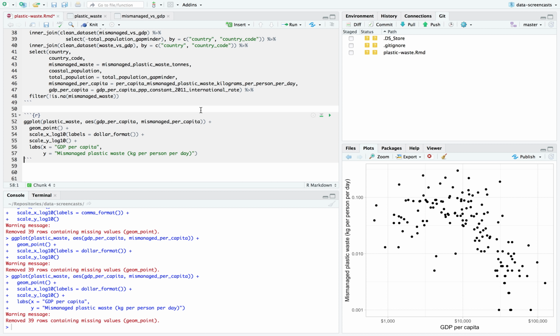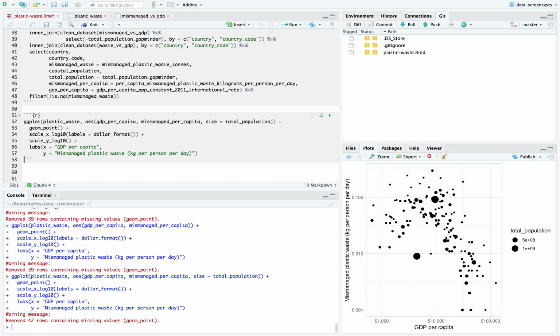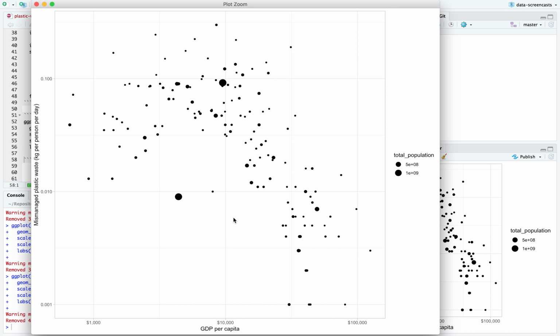I'm going to go ahead and add a size equals total population. So you can focus a bit on India, China, United States we already saw. And India, that really is interesting, has what we call a very negative residual. It's very far below the trend. We see a general trend, but there's countries like India that are beating it. For countries with India's level of income, you would expect a lot more plastic waste than there is.